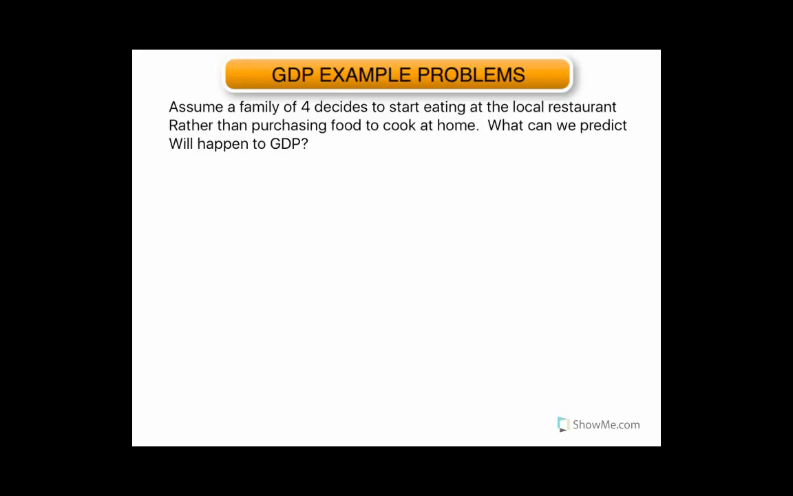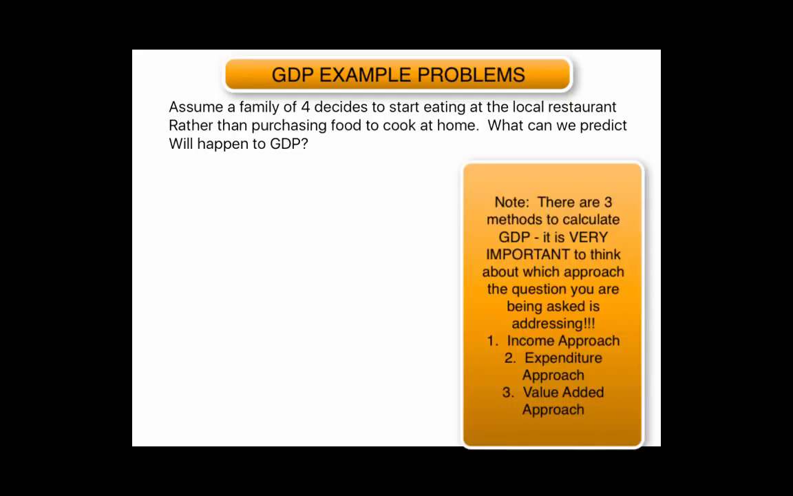Alright, so for our first GDP problem: assume a family of 4 decides to start eating at a local restaurant rather than purchasing food to cook at home. What can we predict will happen to GDP? Essentially, the question is asking how our calculation for GDP would differ in scenario 1, when we're eating at a local restaurant, and scenario 2, when we're purchasing food to cook at home.